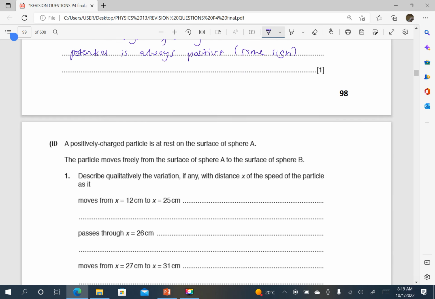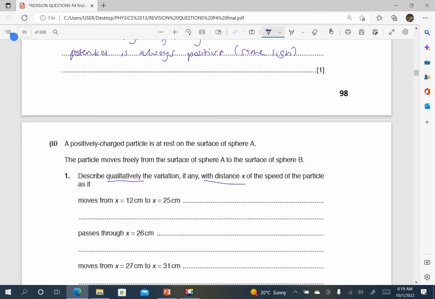A positively charged particle is at rest on the surface of sphere A. The particle moves freely from the surface of sphere A to the surface of sphere B. Describe qualitatively. When they say qualitatively, it means we don't need to calculate anything. Describe qualitatively the variation, if any, with the distance x of the speed of the particle.